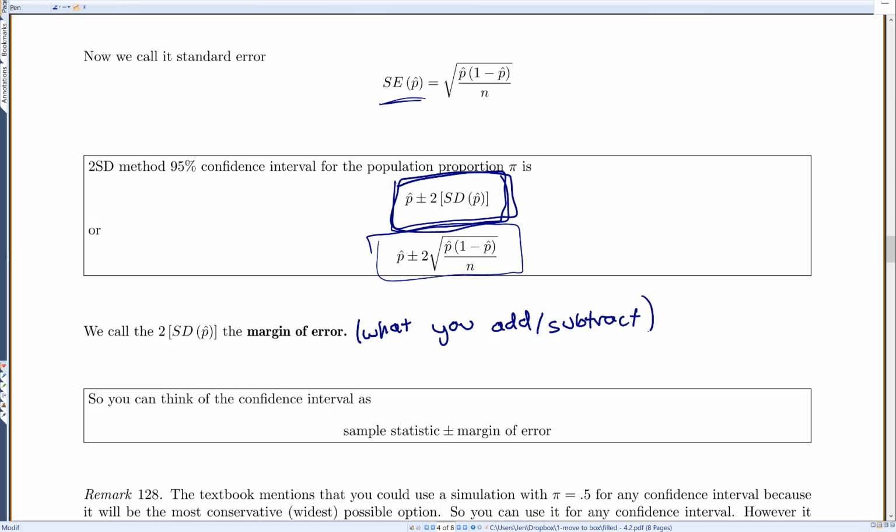So you can think of the confidence interval as our sample statistic plus or minus the margin of error. So the part that you're adding and subtracting, that's called the margin of error. We're going to talk about that a lot in this class. We'll ask you, well, what is the margin of error?